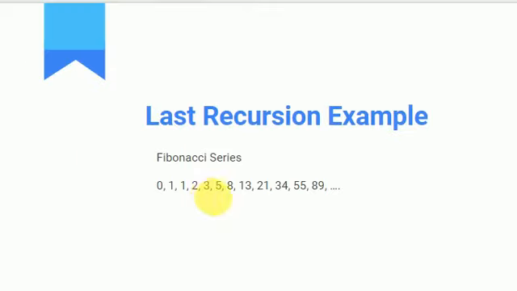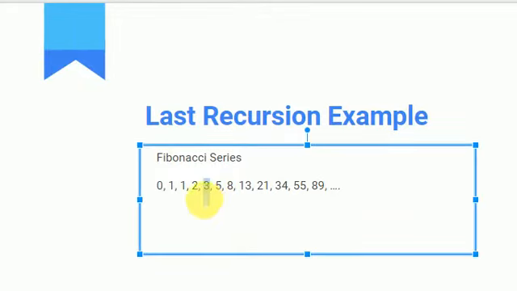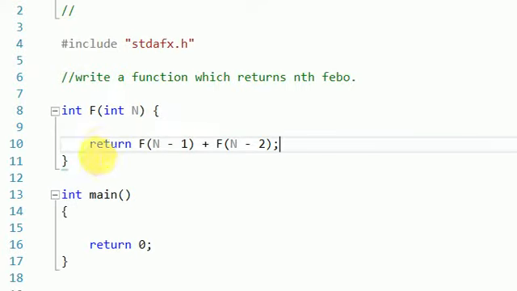So this is the first Fibonacci number, second, third, fourth. The fourth Fibonacci number is nothing but Fibonacci number of 3 and Fibonacci number of 2. This is the fifth Fibonacci number, which is nothing but Fibonacci number of 4 and Fibonacci number of 3. When you add these two, you will get the fifth Fibonacci number. Likewise, for any nth Fibonacci number, you have to return Fibonacci number of n minus 1 plus Fibonacci number of n minus 2.